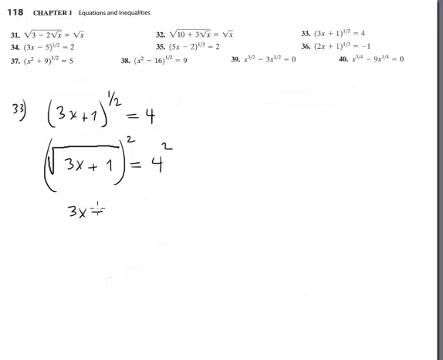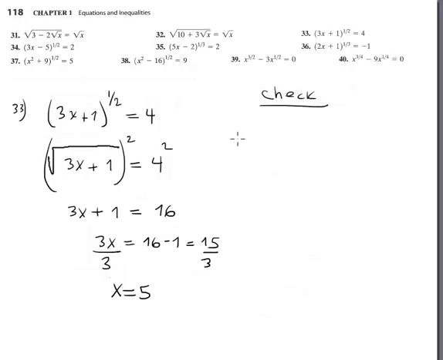3x plus 1 is equal to 16. 3x is equal to 16 minus 1, which is 15, divided by 3. The answer is 5. You must check.